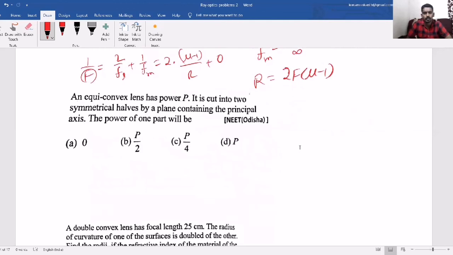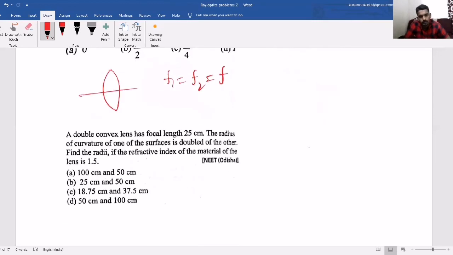Now, this is again a similar, simple question which we already discussed. An equiconvex lens of power P is cut into two symmetrical halves by a plane containing the principal axis. That means here they cut it like this along the principal axis. So as I said, F1, F2 both remain the same as F. So the initial power is P. Now the new power also remains the same, because the focal length remains the same in this case.